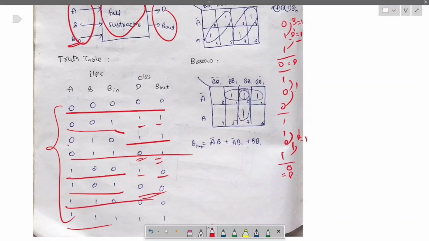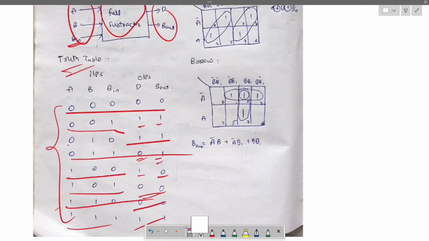I will also explain these two possibilities. 1 1 0: the difference is 1 minus 1, which is 0, and 0 minus 0 is 0. All zeros. And for triple 1: 1 minus 1 is 0, then 0 minus 1, we get borrow as 1 and difference as 1. I hope you got the idea on the truth table, how the difference will be and how we need to make the borrow with regard to the inputs.